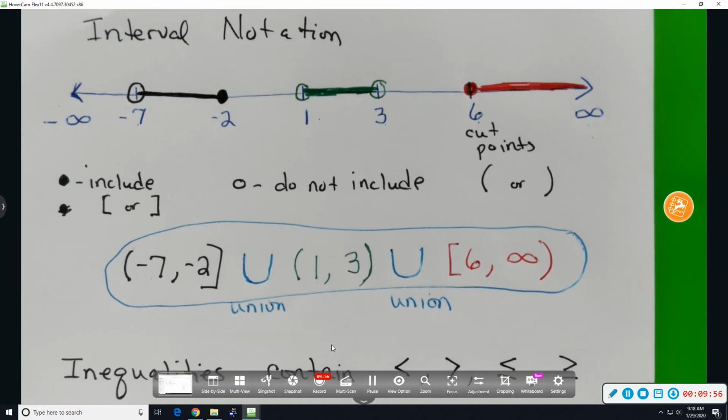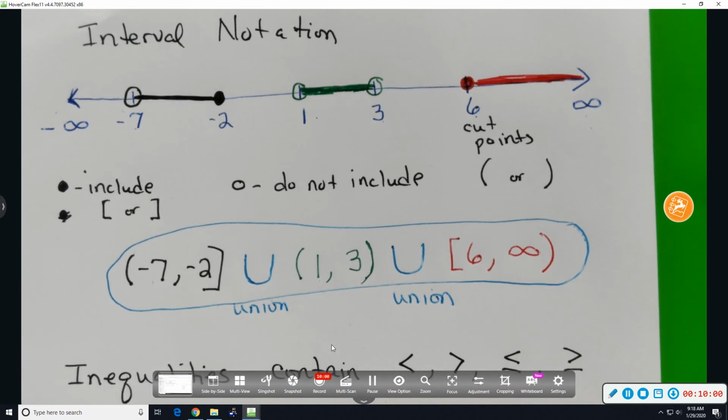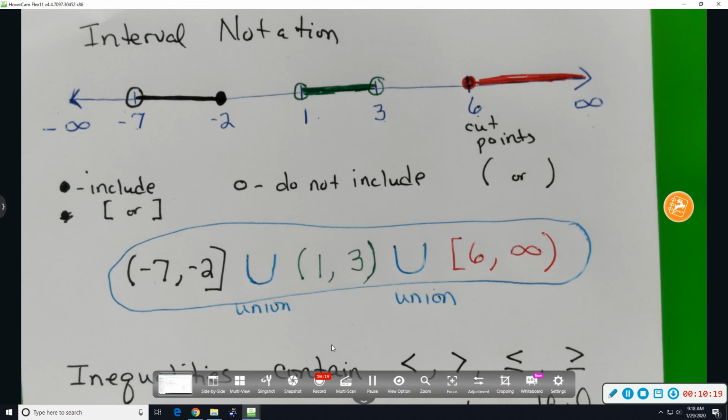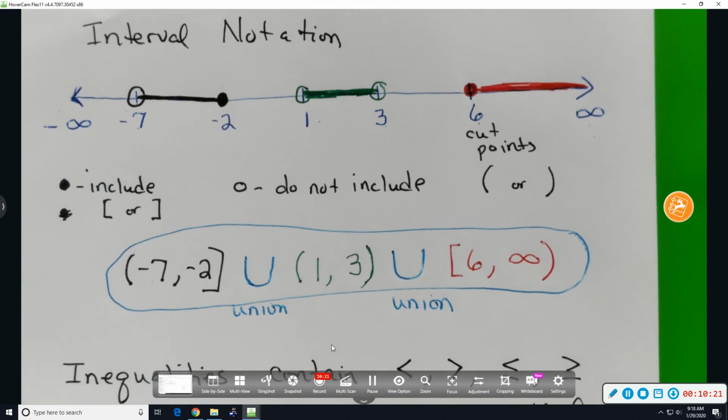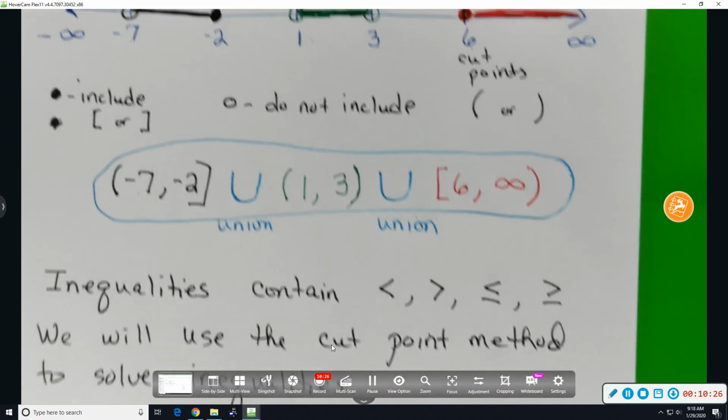There's going to be a method to it called the cut point method. We will use the cut point method to solve inequalities. So at this point this semester, we haven't seen anything with less than or greater thans yet. Okay? But we're about to.